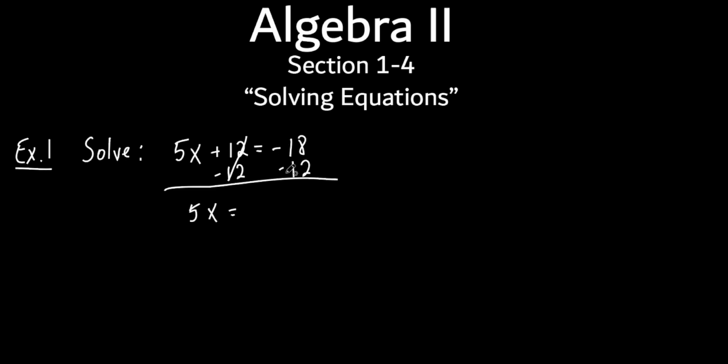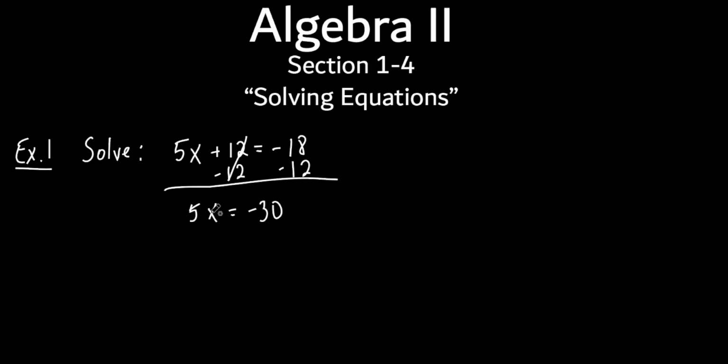It's negative 18 minus 12. Can you do that in your head? Negative 30, right? And you should be able to at this point, in Algebra 2, do that in your head. One more step and we're finished. We got to get x by itself. What's that 5 doing to that x?